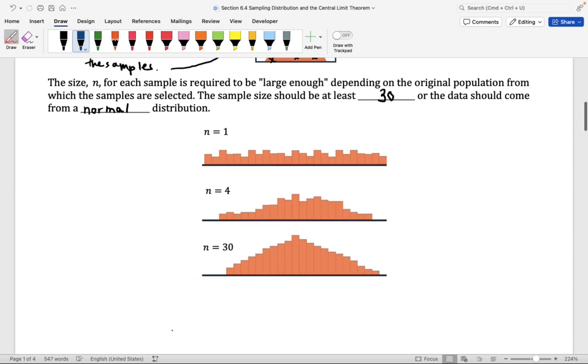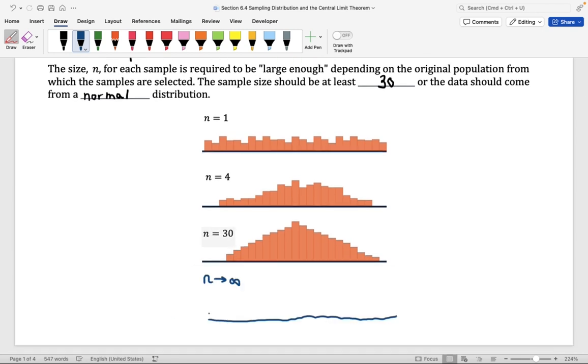I'm just going to go ahead and illustrate this here. I'm going to say if n goes to infinity, we're going to see a normal distribution. Now, in practice, we need to select a sample size. The rule of thumb is that if your sample size is 30 or bigger, then we can conclude that the sampling distribution is going to follow a normal distribution.